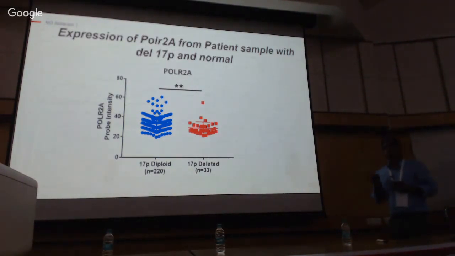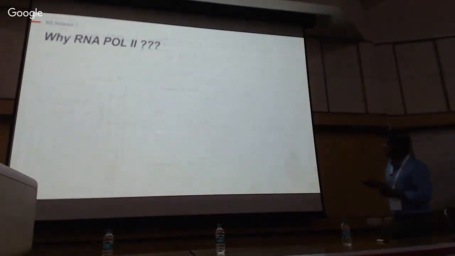So there are two situations. One, we have a low copy number, but the other copy can take over the loss, right? So the equivalent amount of mRNA in the system will be equal, even if there is a loss of copy. But this was to just show that even if we have loss of one copy, we do see a decrease in polymerase 2A, which is a co-deleted gene with 17p.